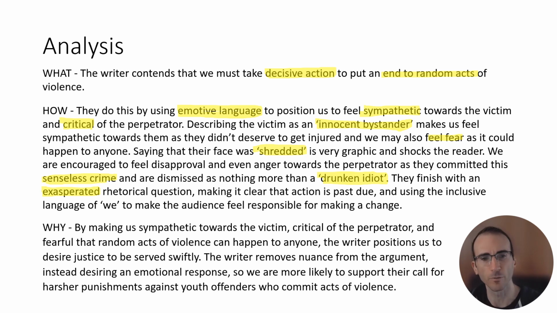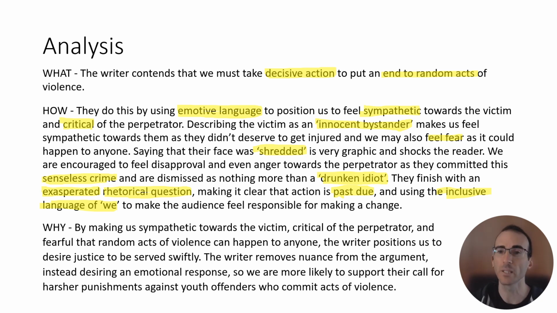An exasperated rhetorical question, another persuasive technique there. Making it clear that action is past due. I could have possibly included the quote that they say, how long, to make that really explicit. And they use inclusive language, another persuasive technique. They say we, to make the audience feel responsible for making a change. So that's my how. How have they tried to convince us we need decisive action?